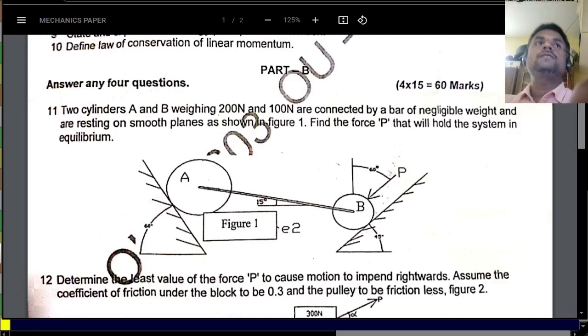So here is the first question, the 11th question. We have two cylinders A and B. A is weighing 200 newtons and B is weighing 100 newtons. They are connected by a bar of negligible weight. We have to just neglect the weight of the bar.